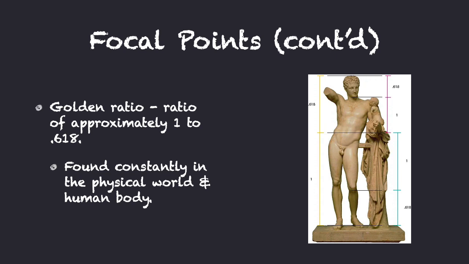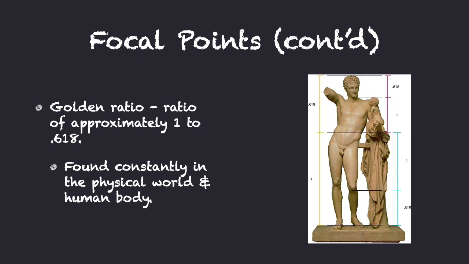Another quick refresher on the golden ratio, which is a ratio of approximately 1 to 0.618. This ratio is found constantly in our physical world as well as the human body. So when you look at the image here on the right, you can see how the golden ratio applies.